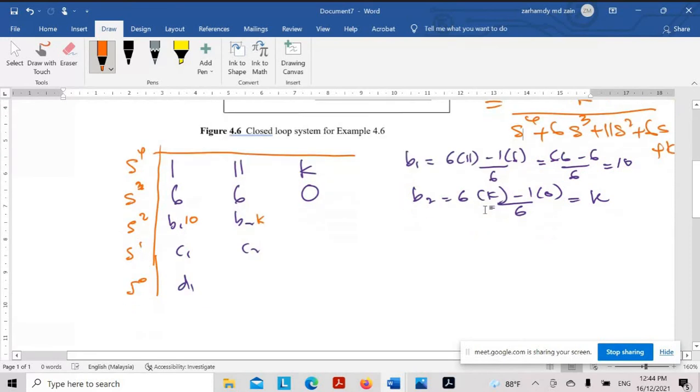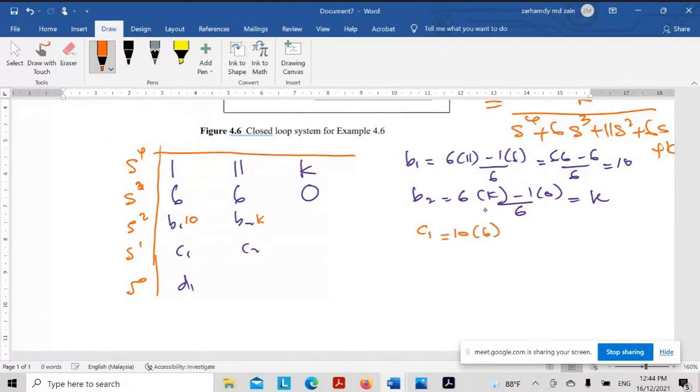Okay, good. So now we are looking for C1. C1 is 10 multiplied by 6 minus 6 multiplied by K over 10. So from here we have 60 minus 6K over 10. Just leave it. Now we have C2. C2, if you can see here, B1 10 multiplied by 0.